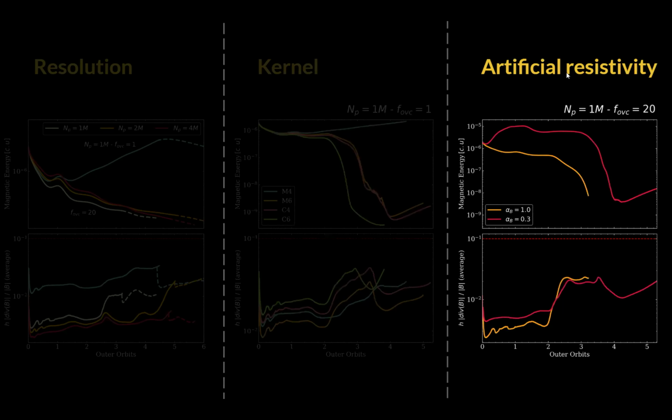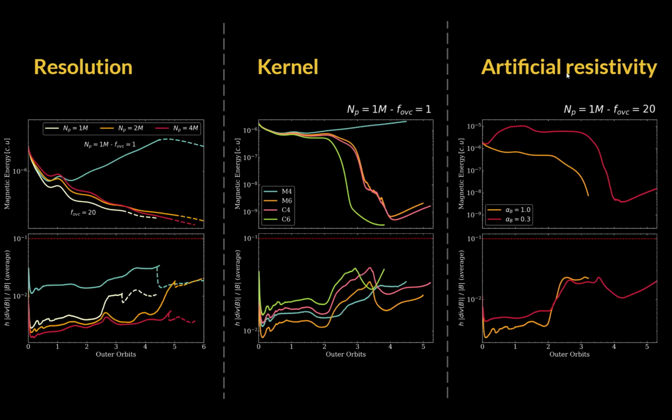And based on previous local simulations, we also tried to reduce the artificial resistivity in the system. So that is set by this alpha B parameter. By default, Phantom uses a value equal to 1. So we tried with a value equal to 0.3. And you observe here at the beginning, there is a growth of the magnetic field. But again, after around 3 outer orbits, same result, the magnetic energy is being dissipated from the system by several orders of magnitude.